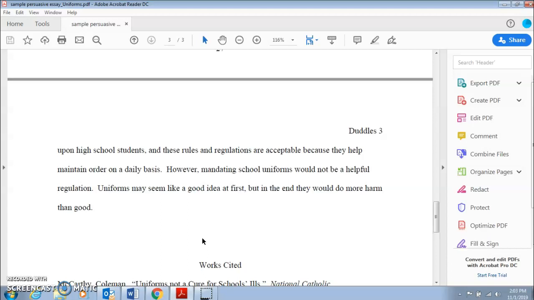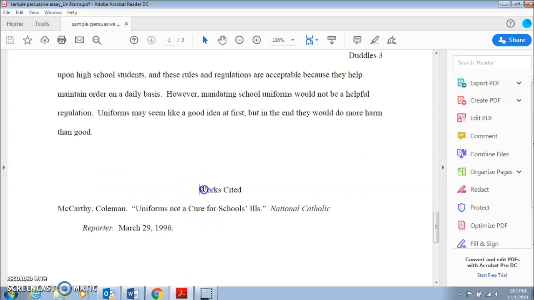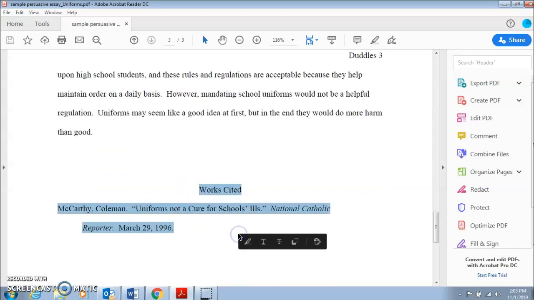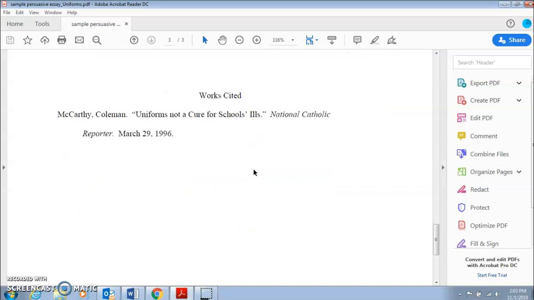Now I notice right away that there's an issue. This work cited should absolutely not be here. A work cited is on a completely separate page. So the author has completed her essay, so she should now move down to a completely new page and start her work cited. So as it is, that would be incorrect.